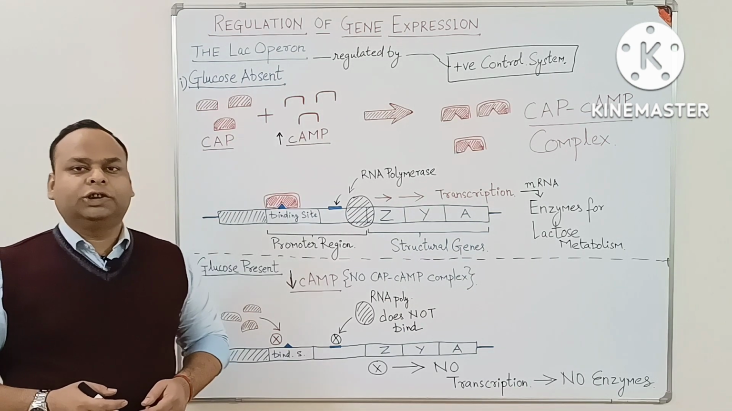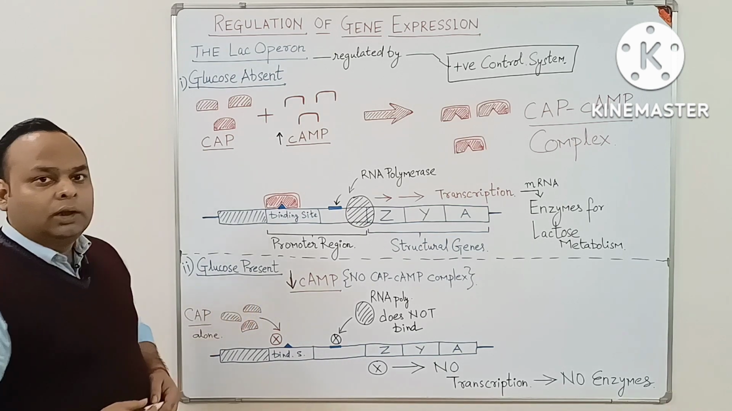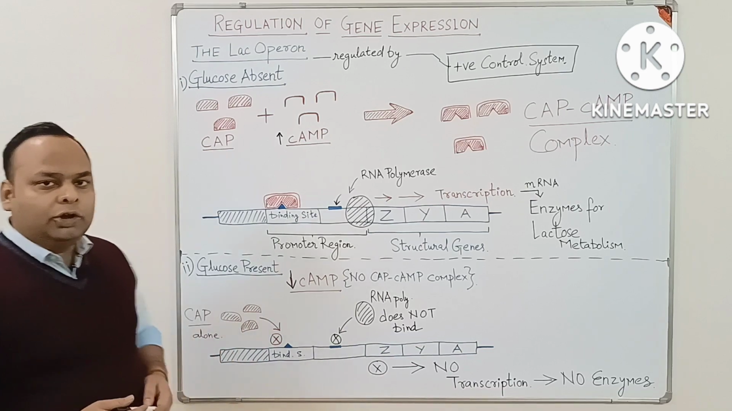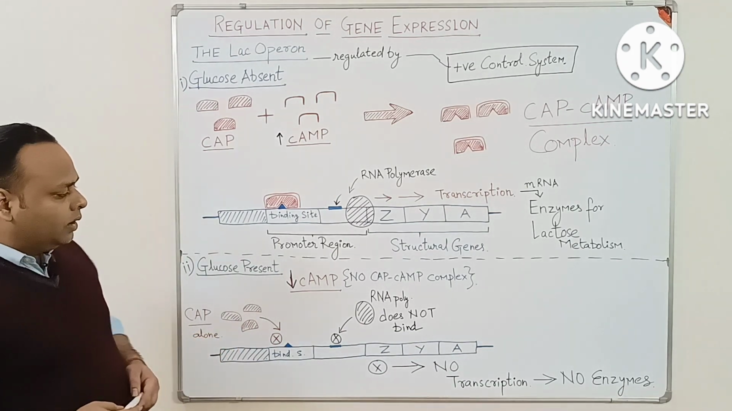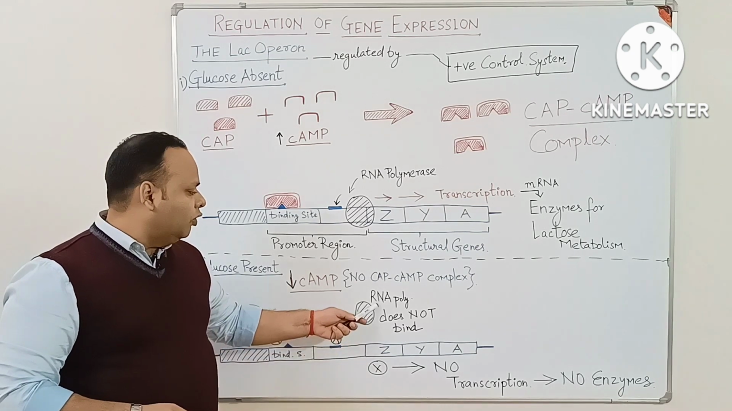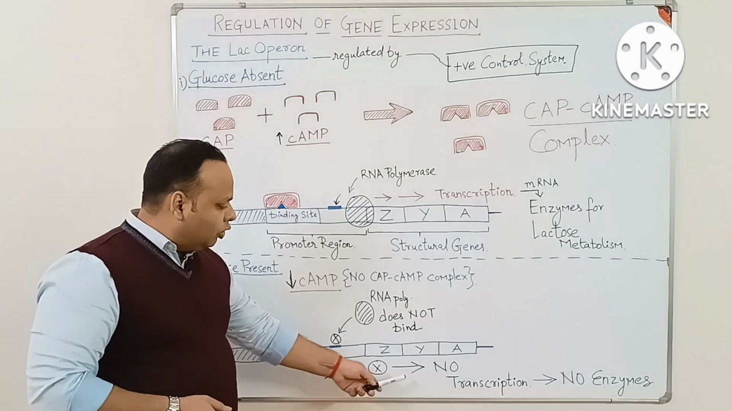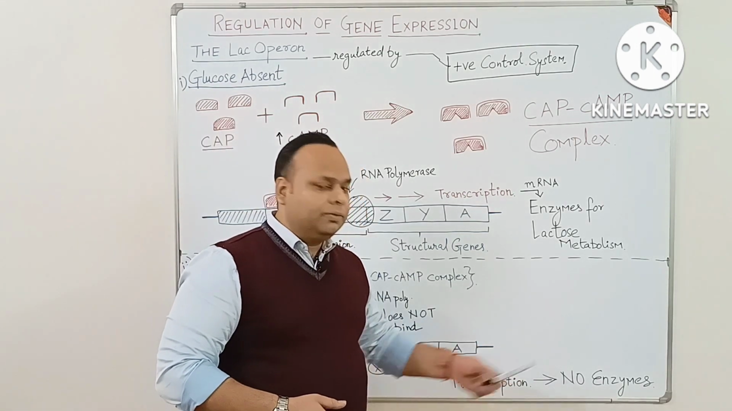But if the glucose is present, the cAMP levels will drop rapidly, no CAP-cAMP complex would be formed, and the CAP molecule alone would not be able to bind to the promoter region. The RNA polymerase won't be allowed to associate with the promoter region of the lac operon. No transcription would be initiated, and thus no enzymes would be produced.